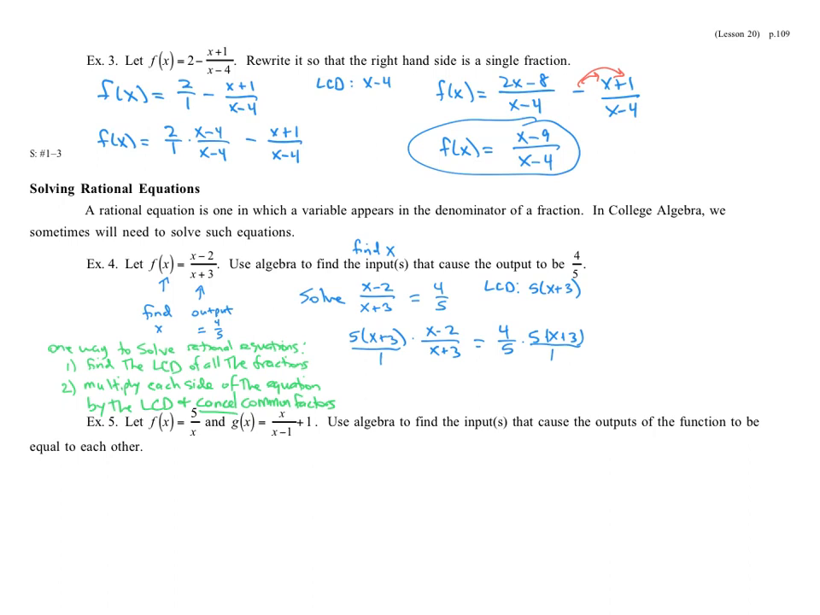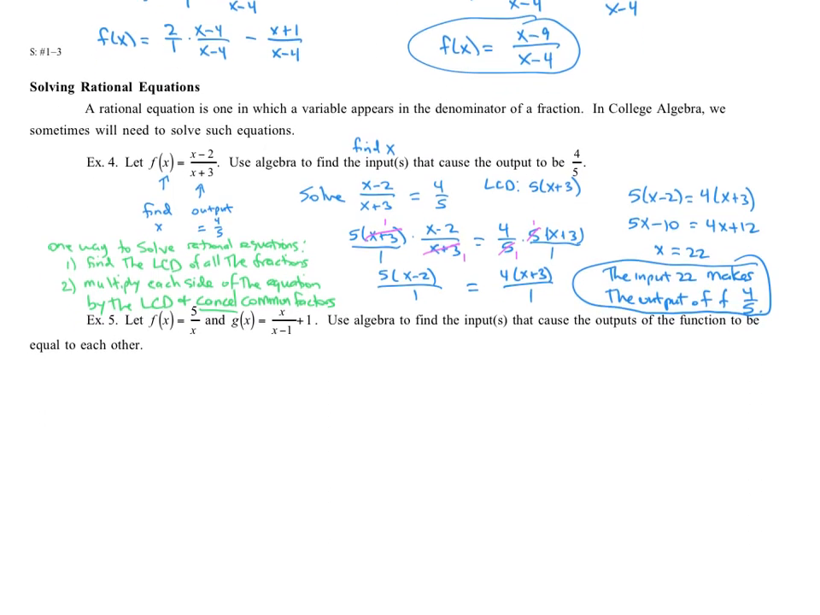Notice on the left-hand side, I can cancel the x plus 3's, and on the right-hand side, I can cancel the 5's. This leaves me with a fraction on each side with 1's in the denominator, which means I don't even need to write them as fractions. What's left is a linear equation. I'll distribute the 5 and the 4 through the parentheses. Then I'll subtract 4x from each side and add 10 to each side. This means that the input is 22 that makes the output 4/5.